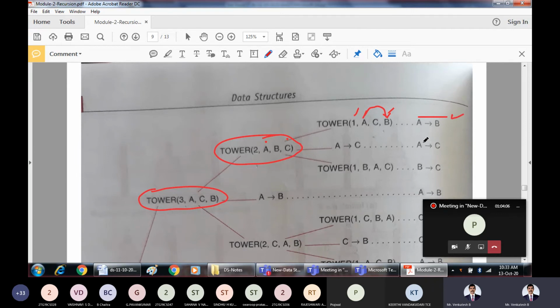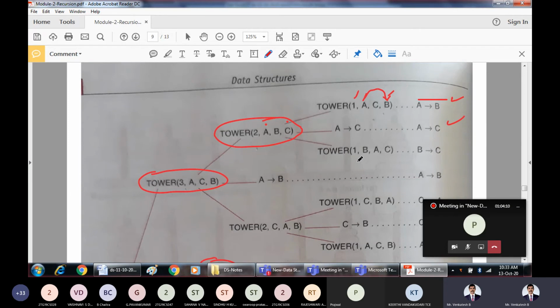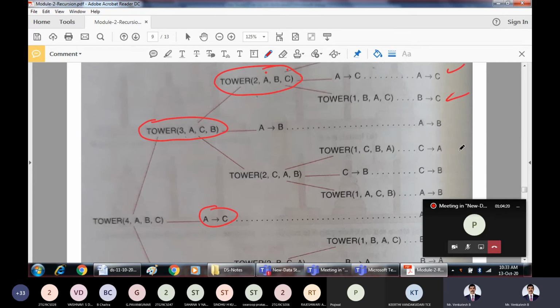Next, move A to C. Already it is a move, so it will be written as it is. When there is only one disk, what do we do? Take the disk and move it from source to destination. What is source now? B is source, C is destination. So move it from B to C. Now in this case, directly only one movement is there: move the disk from A to B. Now similarly, what we did here, the same recursive procedures we have to follow here.